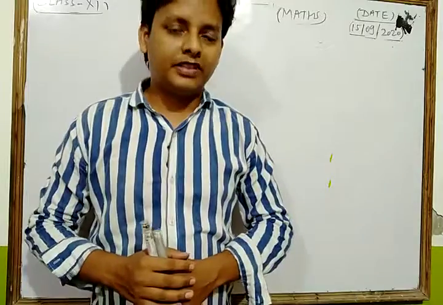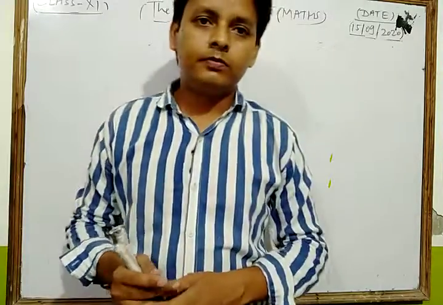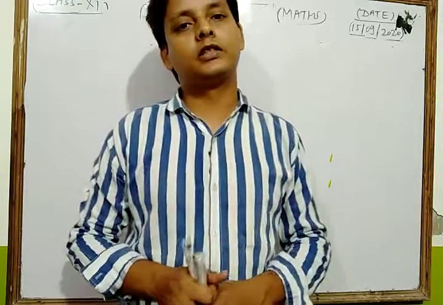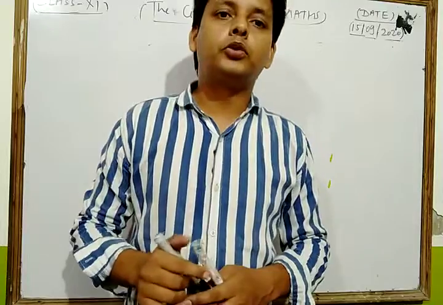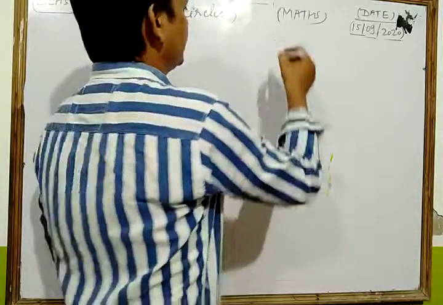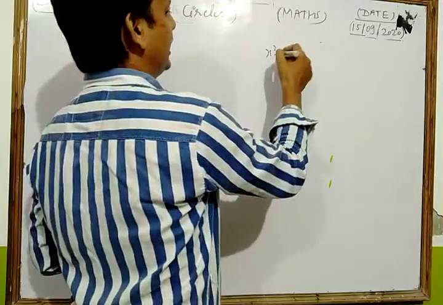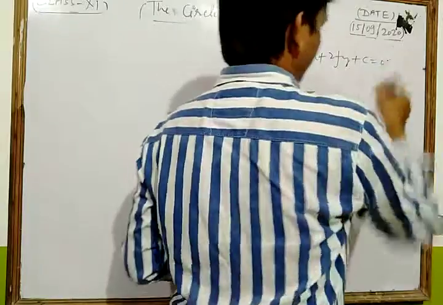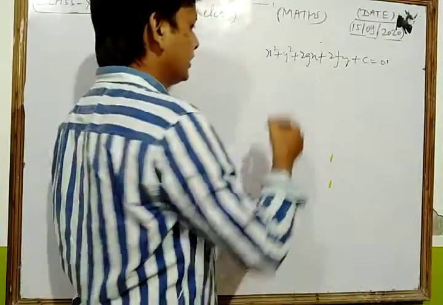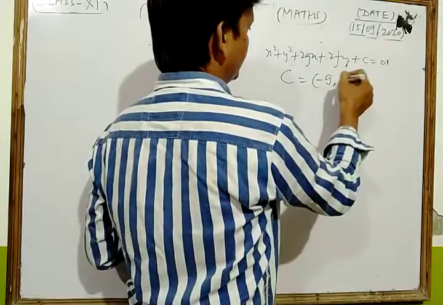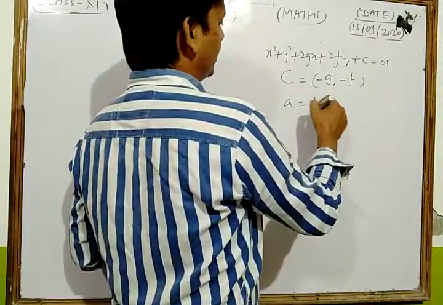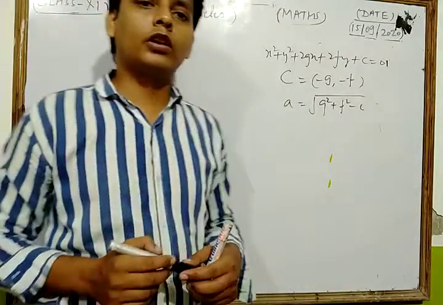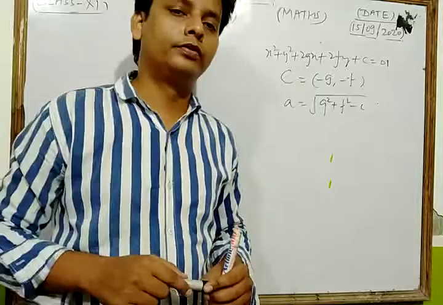Dear students, in the previous class we discussed the chapter the circle, and in that chapter we discussed the general equation of the circle. The general equation of the circle is x square plus y square plus 2gx plus 2fy plus c is equal to 0. In which, dear student, the center of that circle is minus g and minus f, and the radius of the circle is square root of g square plus f square minus c. Dear student, this is one of the most important results of the circles.